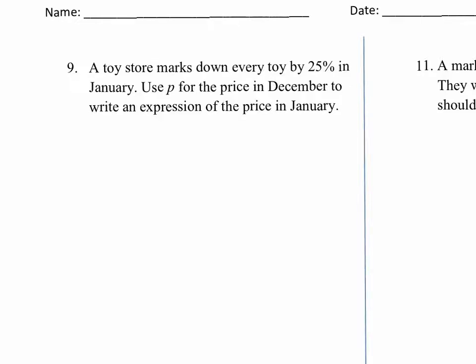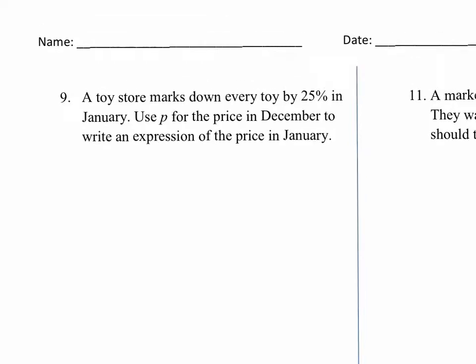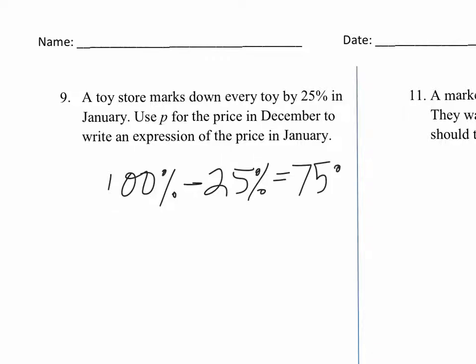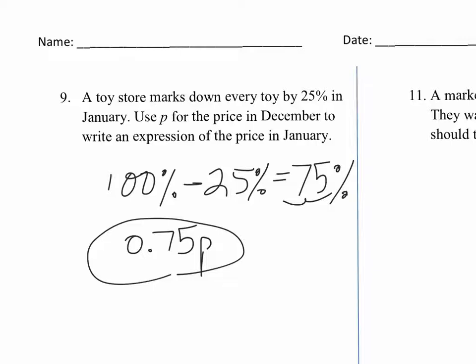In December, being at 100% minus the discount of 25%, you're only going to pay 75%. So you take that 75% and turn it into a decimal, which is 75 hundredths P. So your expression is 75 hundredths P. That will be the price in January.